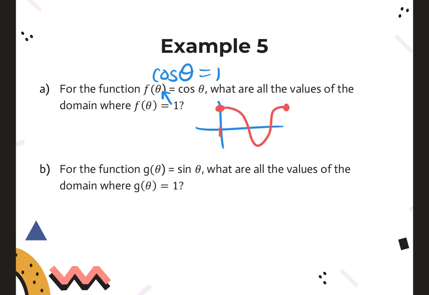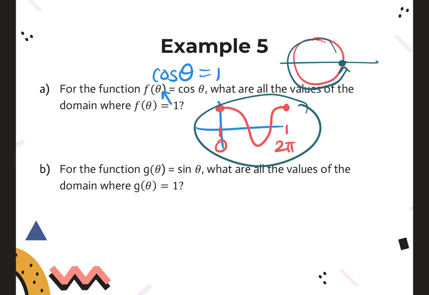What were those key points? 0 and 2 pi. If it's easier to picture your unit circle, where is your x 1? Your x is 1 here. And then back around to there. So if it said what on this function, we would include 2 pi. That's the only difference. It's going to happen at 0 and it's going to happen at 2 pi.